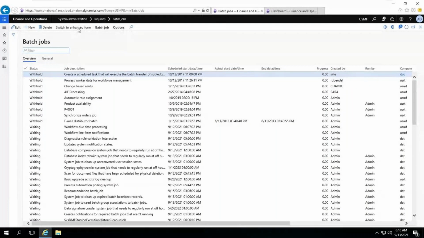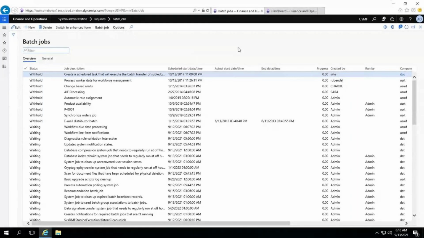Okay, so you can click here like this, switch to enhanced form, then it will be opened. The reason behind this is the application is increasing day by day like anything. There are so many new modules being introduced slowly.